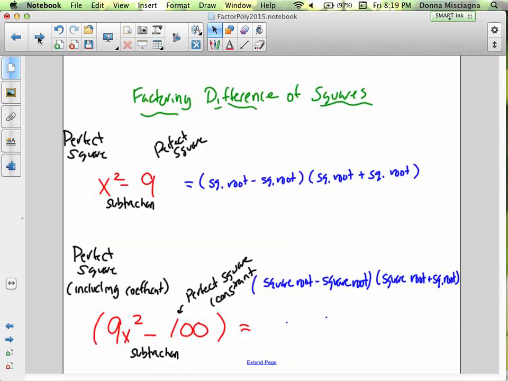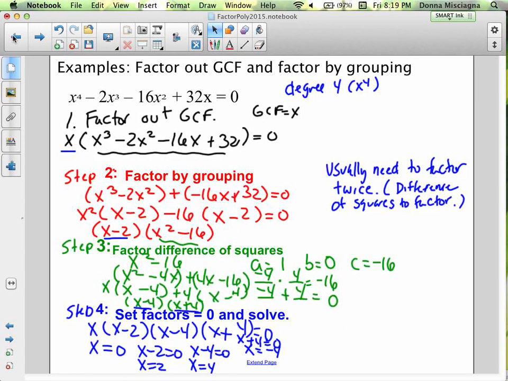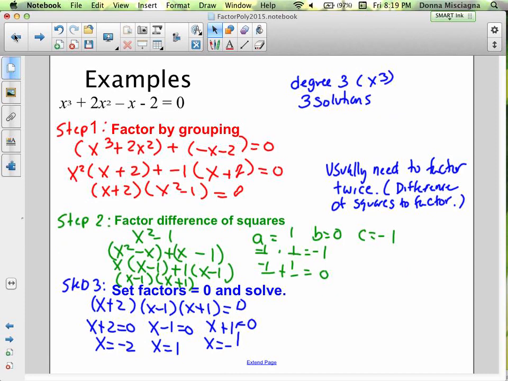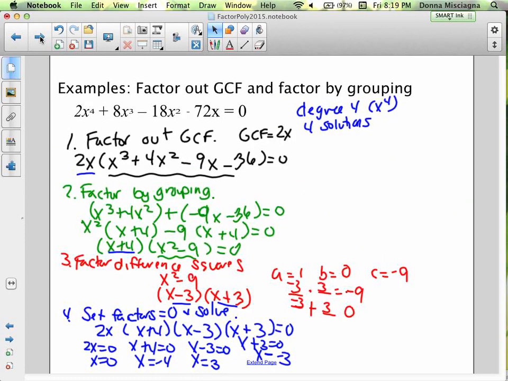All right, so let's talk about factoring and difference of squares. Maybe you have seen a pattern with our difference of squares, and we're going to take advantage of that pattern. So x squared minus 9 factors to x minus 3 times x plus 3. x squared minus 16 factors to x minus 4 times x plus 4. x squared minus 1 factors to x minus 1 times x plus 1. Do you see the pattern? Well, if you don't see the pattern, I'm going to tell you the pattern. But maybe you see the pattern already.